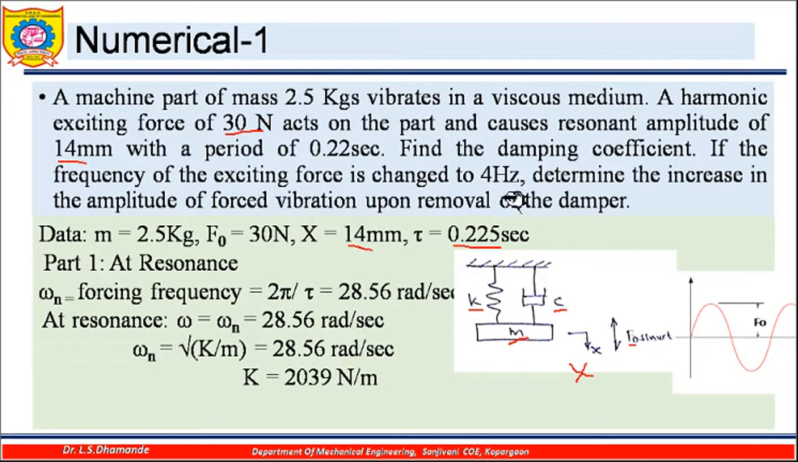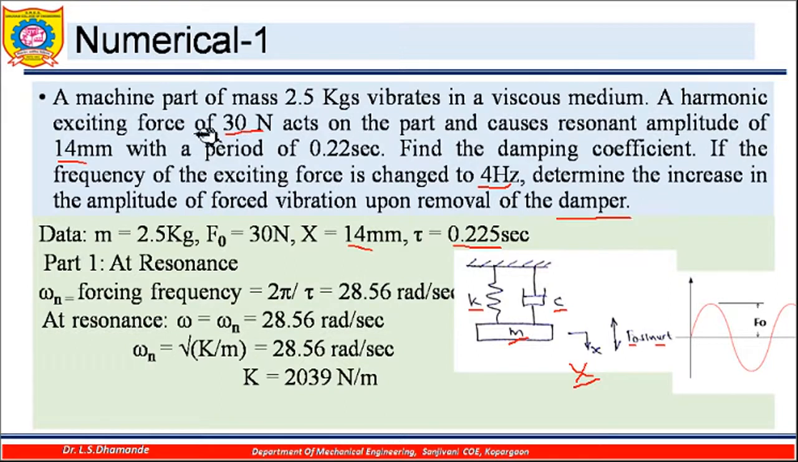They are asked to find out the damping coefficient. And also it is said that if the frequency of the exciting force is changed to 4 Hz, it means initially the force will be having a certain frequency omega, varying with a certain frequency. Now they are saying that this frequency is changed to 4 Hz. So determine the increase in the amplitude of the forced vibration upon removal of the damper. If the frequency of this force is changed, what will be the increase in the amplitude of vibration, because the resonance amplitude is already specified? And when you remove the damper, damping is considered to be 0. That time, what is the value of the forced vibration amplitude, that you have to find out.